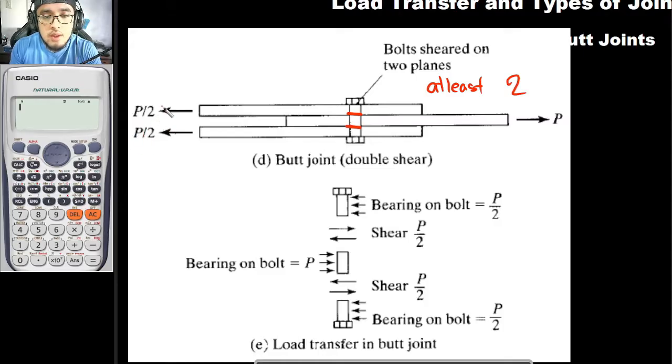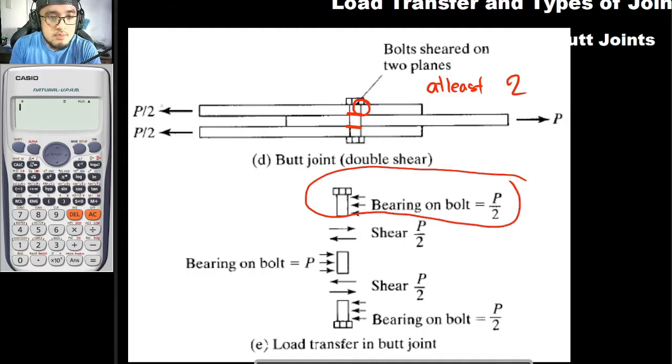to attain equilibrium. So if we are to get the stresses here, for the bearing stress at this part, it would be this load, which is P over 2, divided by the contact area. And that is your bearing pressure. And as for the bearing pressure at this point right here, same, P over 2 divided by the bearing area.